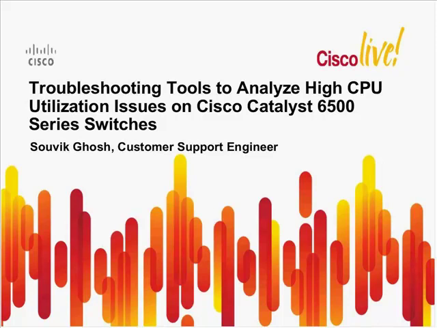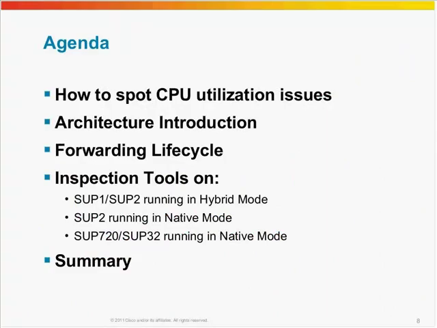All right. So let's see what our agenda is for today. In the first few slides, we're going to look at how to spot a CPU utilization issue and when to qualify a CPU spike to be an issue. Then we're going to look at the architecture of a Sup 720, and we will also talk about the general supervisor architecture we have in a Catalyst 6500 switch. Then we'll look into the life cycle of a packet inside the switch, and when a packet will be processed by the CPU.